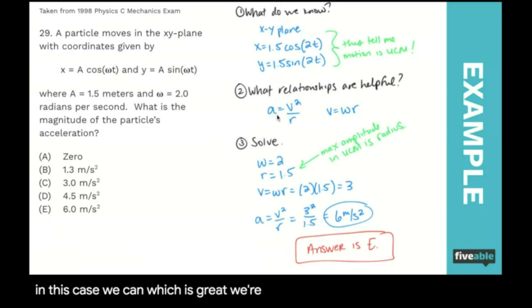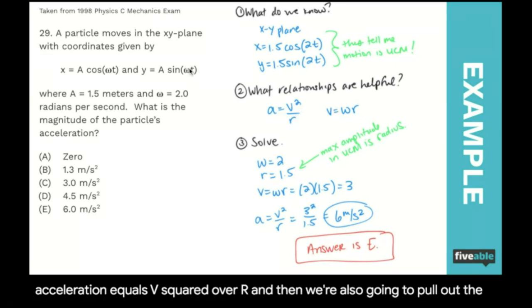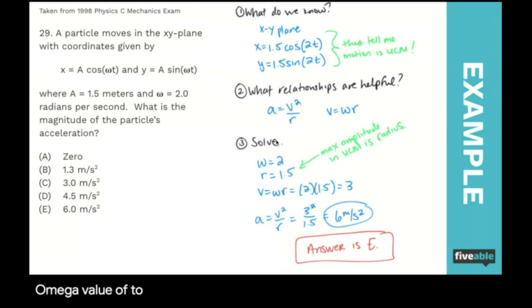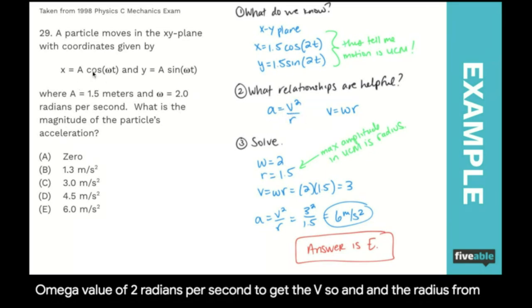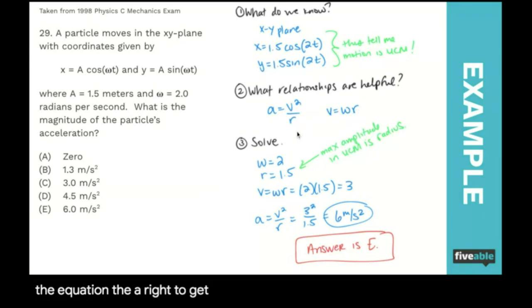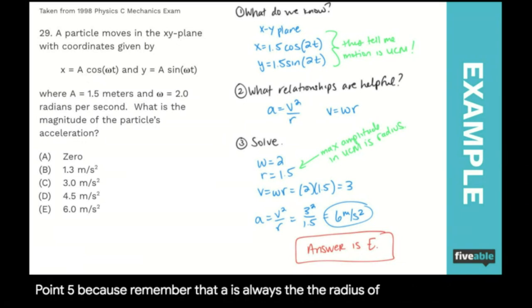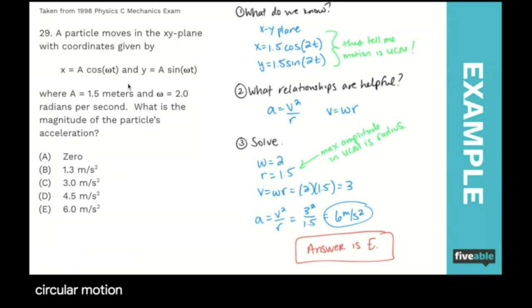We're going to use that centripetal acceleration equals v squared over r. And then we're also going to pull out the omega value of 2 radians per second to get the v, and the radius from the equation, the A, to get r. So I know that my omega is 2 and my r is 1.5, because remember that A is always the radius if it's uniform circular motion. I'm going to use this first equation to get my linear speed of 3, and then plug it into my centripetal acceleration to get 6 meters per second squared.